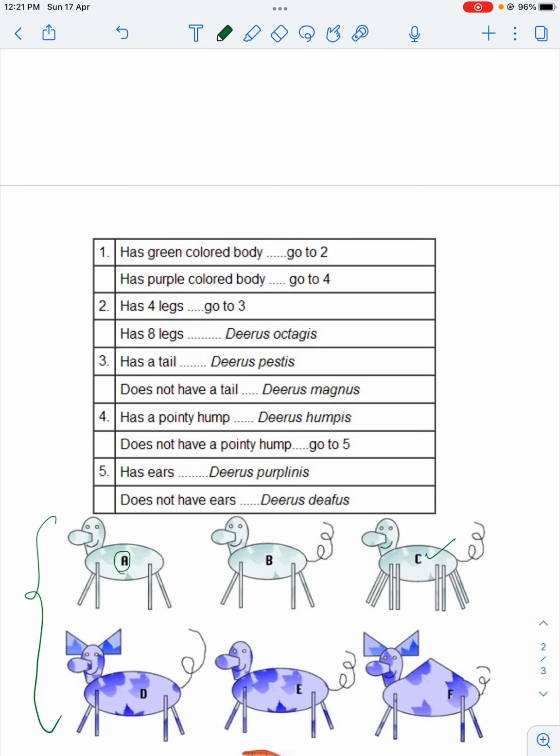Right? Now, how do we classify these into different groups, making use of this taxonomic key? The list which I have given here is called a taxonomic key.